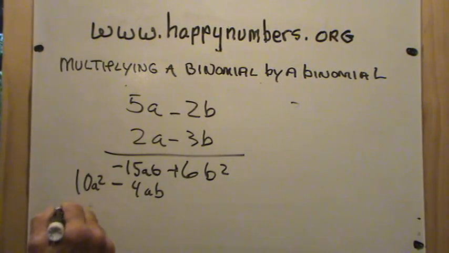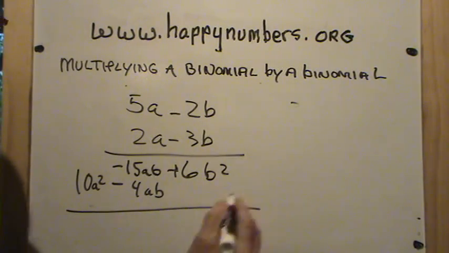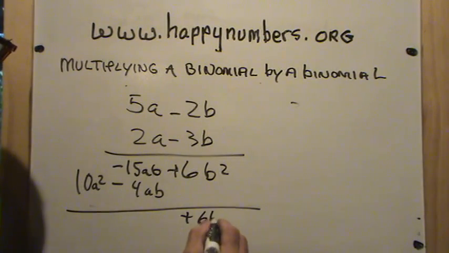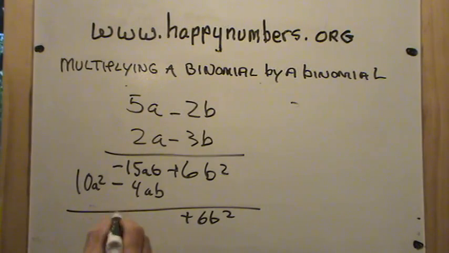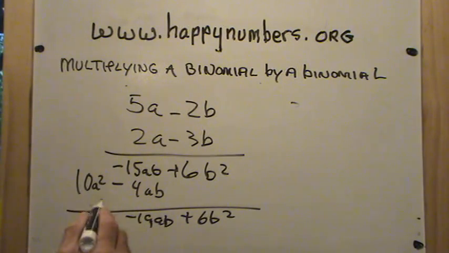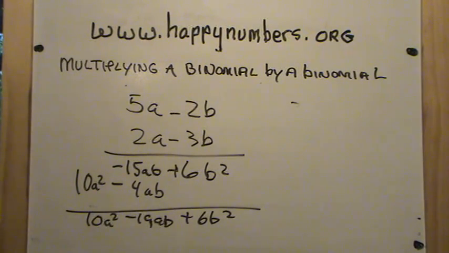Okay, now let's combine. 6b squared and nothing is 6b squared. Negative 15ab, negative 4ab is negative 19ab. And 10a squared and nothing is 10a squared. Okay, well that's the skill set. Fairly easy. Good job.